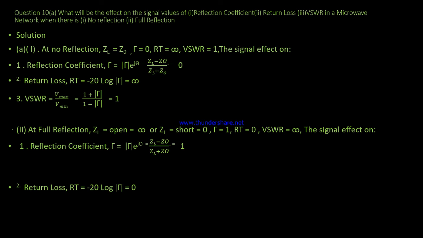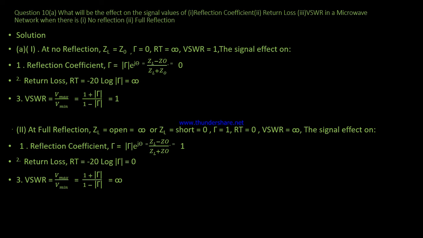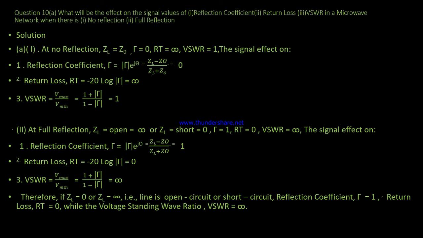So, as shown in the related equations for reflection coefficient, return loss, and the VSWR, if ZL equals 0 or ZL equals infinity, that means the line is open circuit or short circuit, the reflection coefficient is always 1, return loss equals 0, while the voltage standing wave ratio is at infinity.